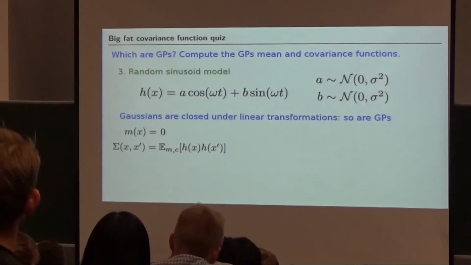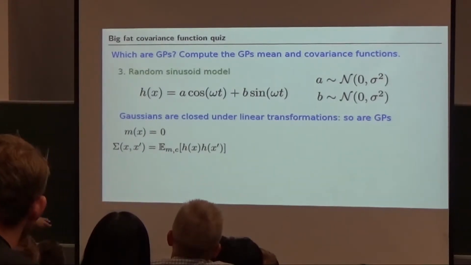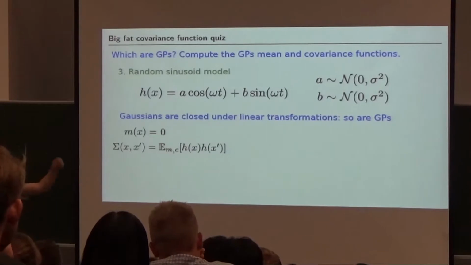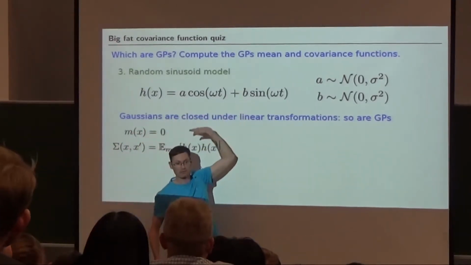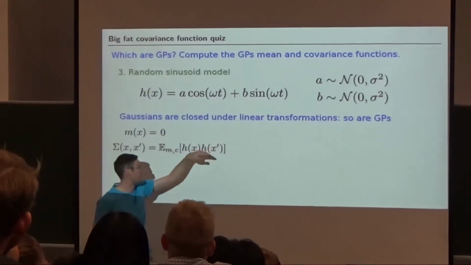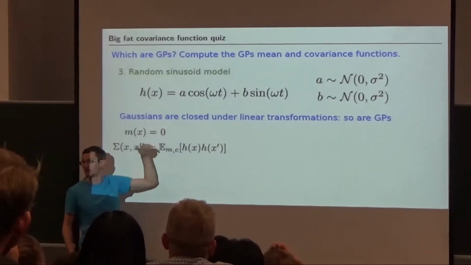Again, the mean is 0 for exactly the same reasons that the mean was 0 on the blackboard over there, right? The average value of A is 0 and the average value of B is 0, so when you take the expectation, that just drops out and you get average value of the function 0.